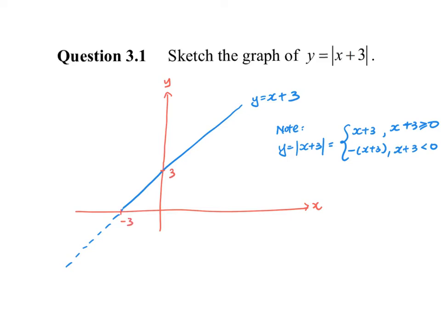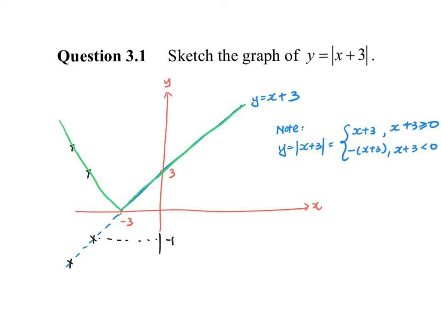Step 2, now the portion here is below the x-axis. Remember, because it's modulus, when x plus 3 is less than 0, this is where we actually take the negative of it. So imagine if I have a y value here that is, for example, negative 1, then it's going to become 1, and similarly negative 2 will become 2, and so forth. So you actually get a line that is reflected about the x-axis.